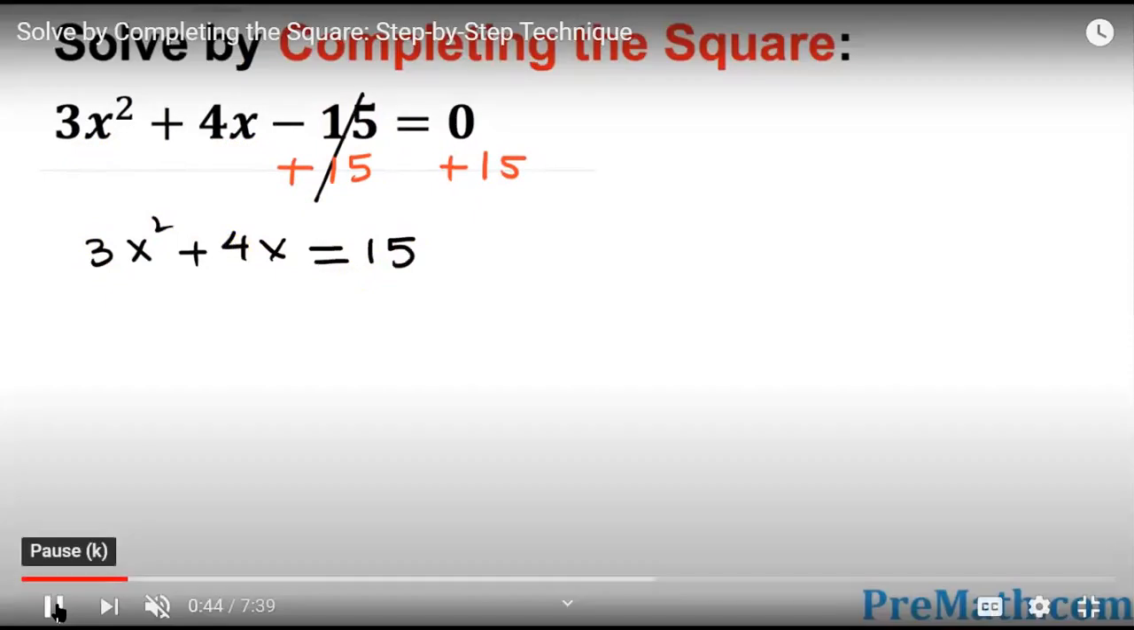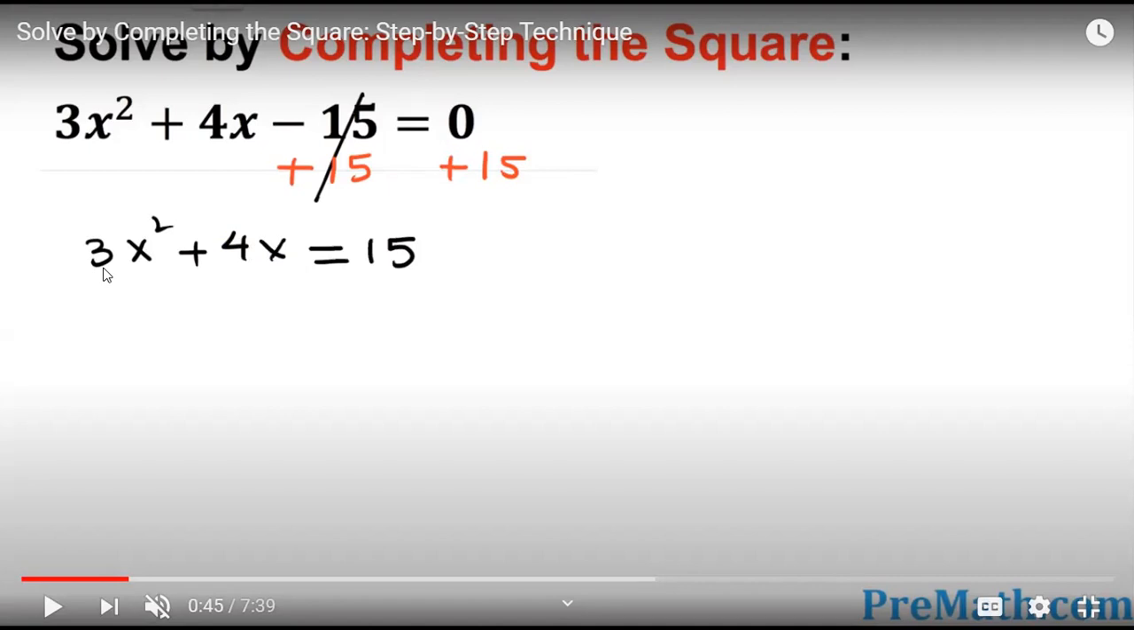Now what will be the second step? First we shifted the constant number, the one with a fixed value, to the second side of the equation. Now we need all the variable terms, 3x square plus 4x, on one side and the constant on the other. We need to make the variable side a perfect square. How can we do that? We just observe these two terms. Only x square is a perfect square.